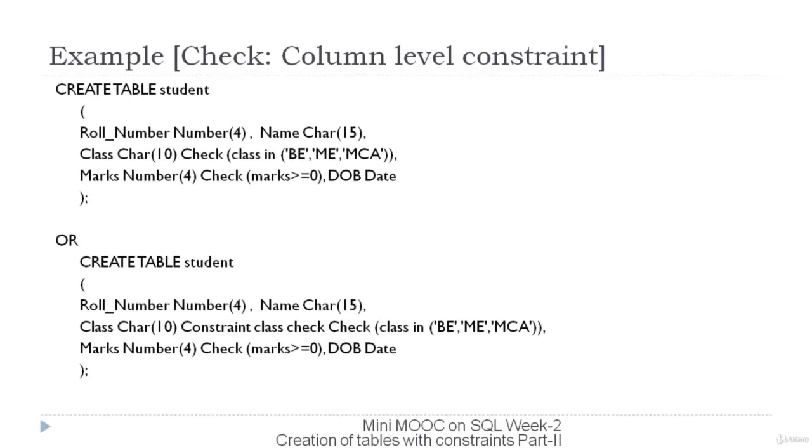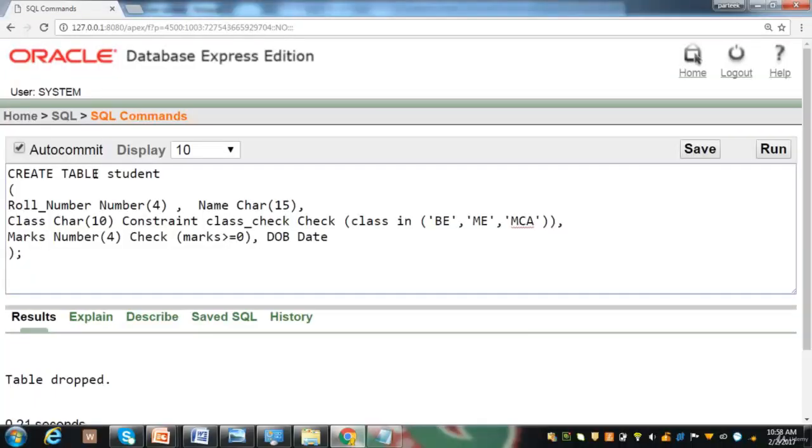Let us apply this constraint on a student table. In case of student database, we wish to define BE, ME, and MCA as valid classes, and marks should be greater than or equal to 0. For this, we can use this statement. Let us execute this statement to demonstrate this concept. Let us create student table with check constraint on class and marks.